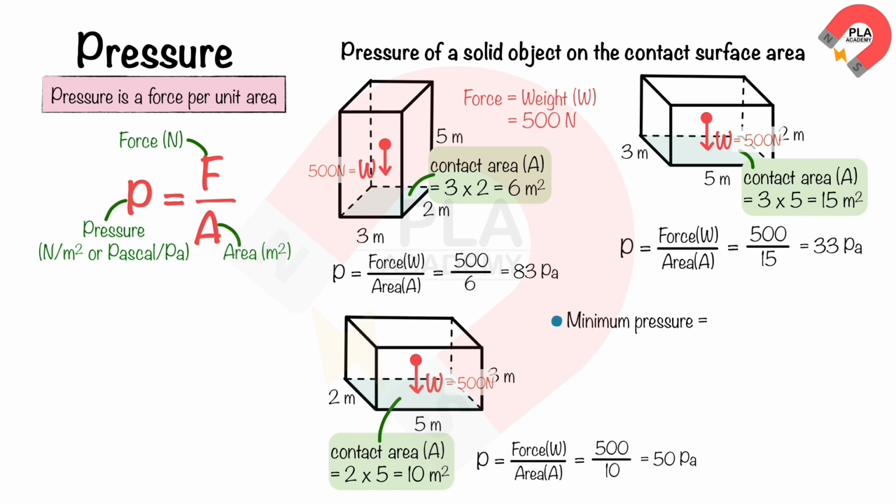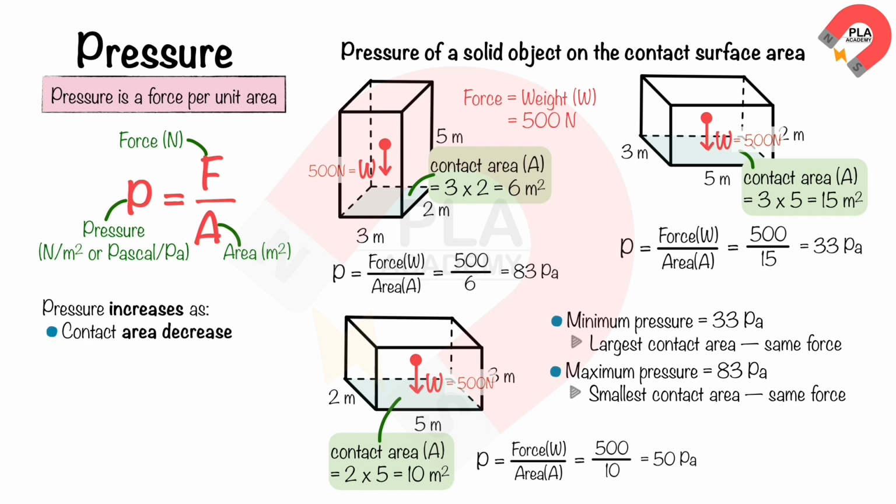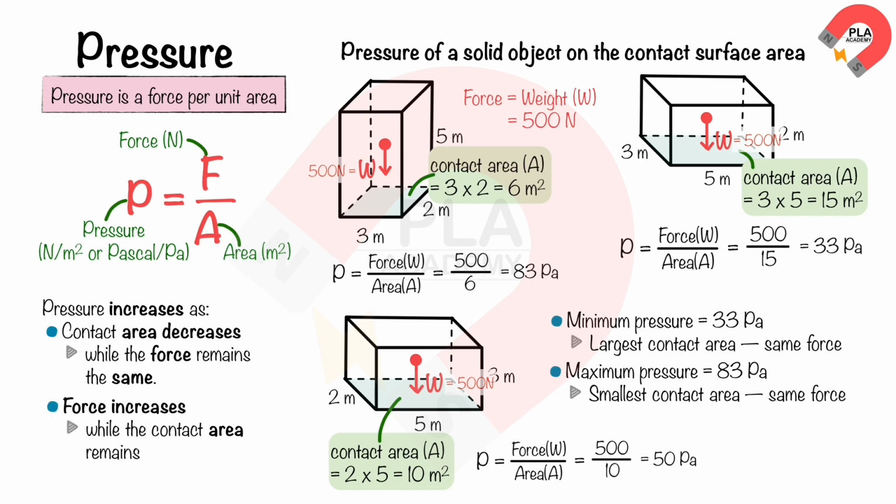We can conclude the minimum pressure is 33 pascals, with the largest contact area, while the force remains the same. And the maximum pressure is 83 pascals, with the smallest contact area, while the force remains the same. From this information, we can conclude that the pressure increases as the contact area decreases while the force remains the same. In the opposite way, the pressure increases as the force increases while the contact area remains the same.